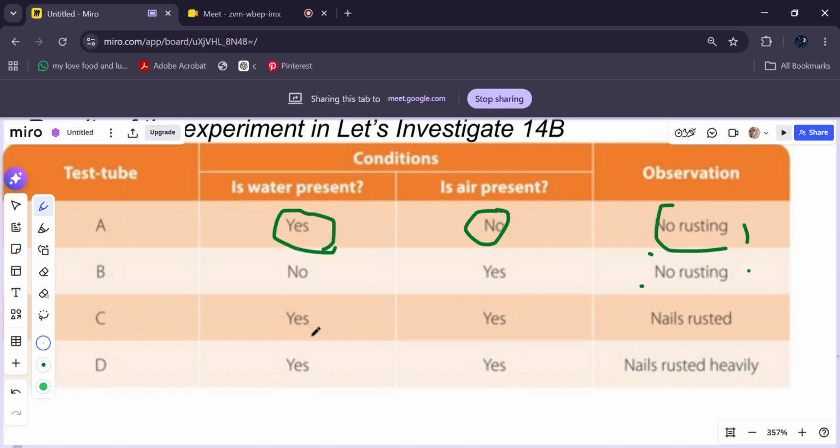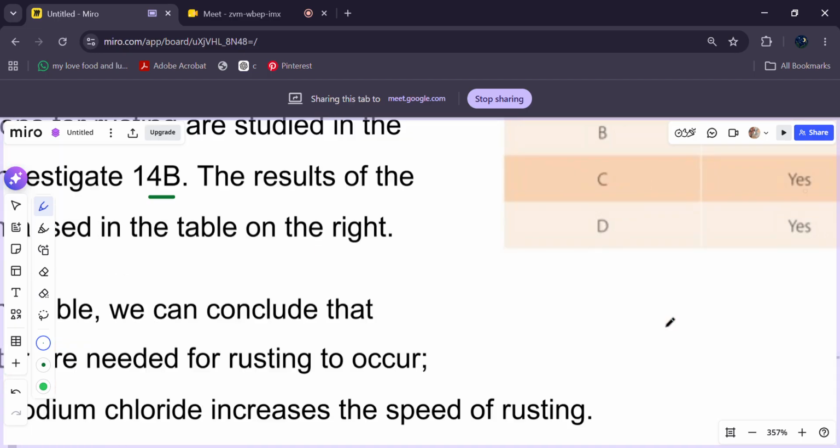The presence of sodium chloride increases the speed of rusting. We can say sodium chloride is acting as a catalyst here. Acidic substances such as sulfur dioxide and carbon dioxide also speed up the rusting process. Thus, iron objects near the sea and in industrial areas corrode more rapidly because of the presence of salt and other pollutants in the air.